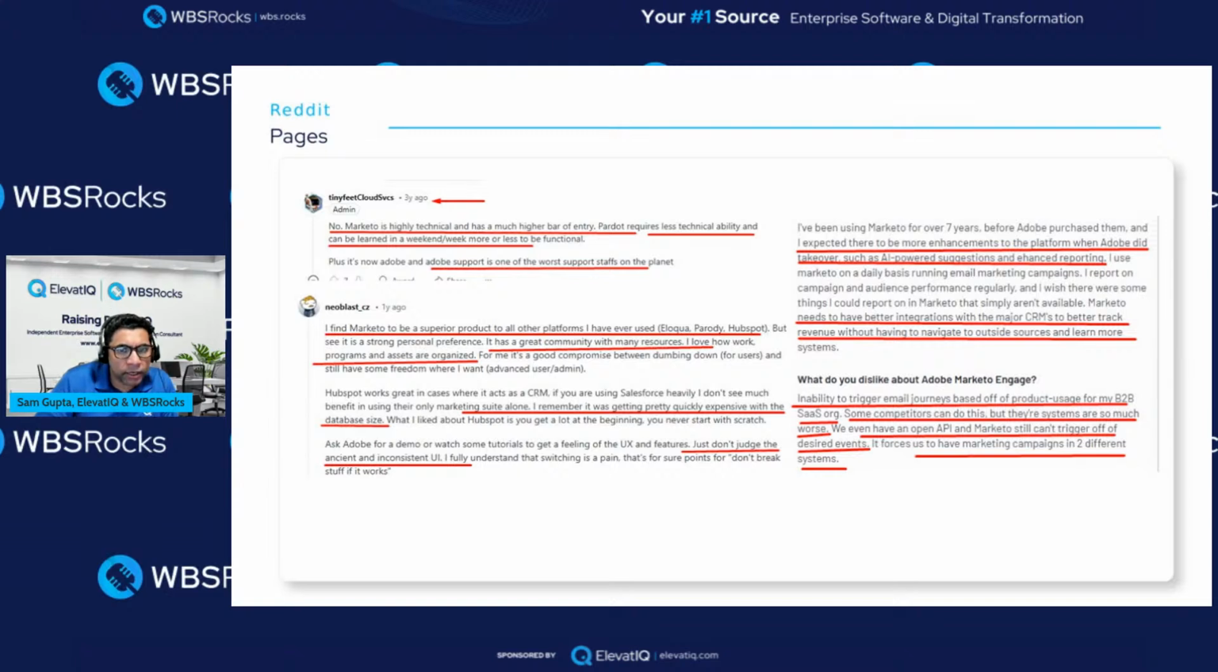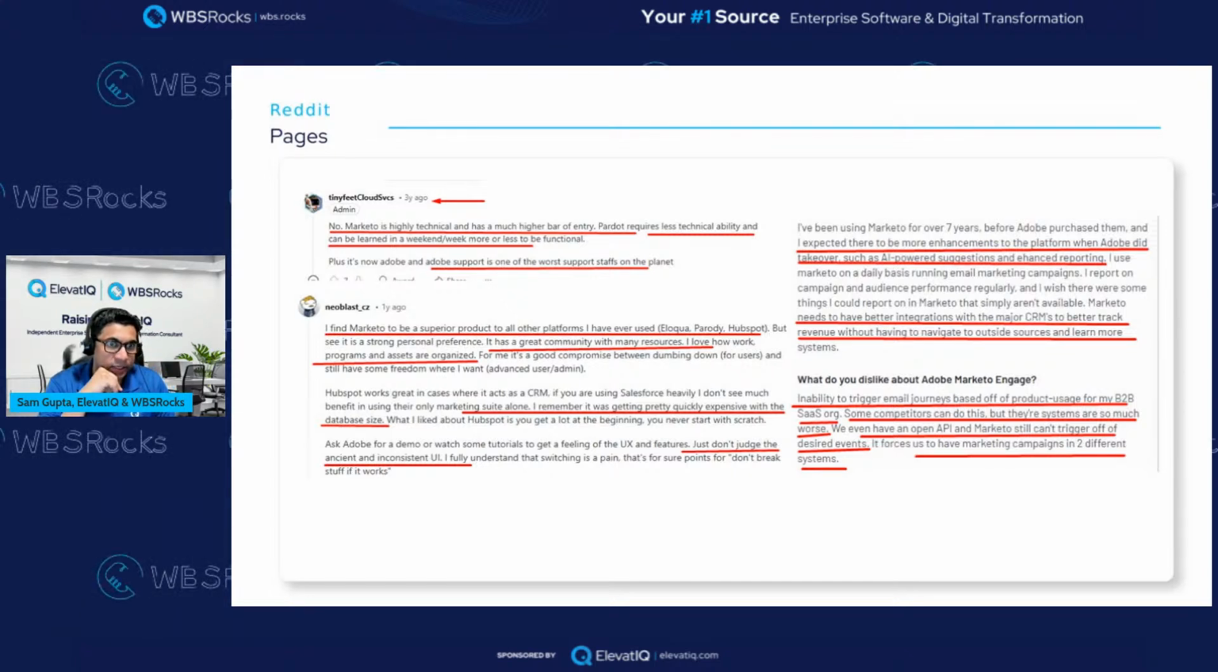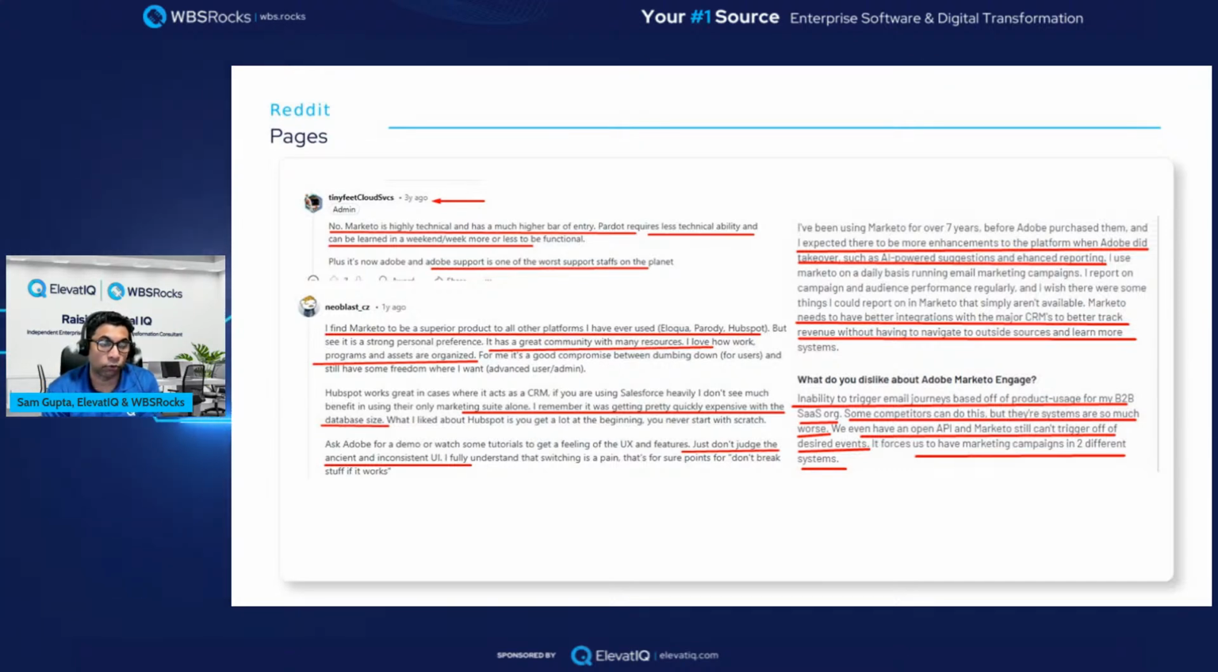So then they have a comment here. I remember it was getting pretty quickly expensive with the database size. And I think this comment is for HubSpot. And HubSpot does have very tricky pricing. I don't have enough information to be able to comment on Marketo pricing. In general, HubSpot ends up being one of the most expensive, even though the initial version is probably going to be free.